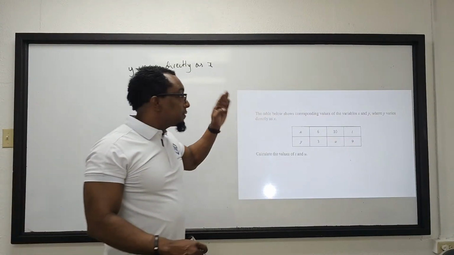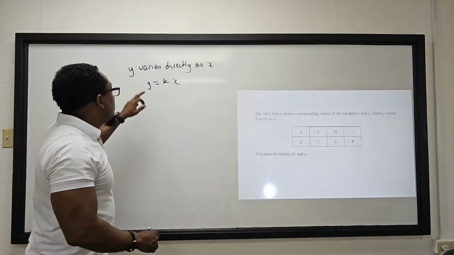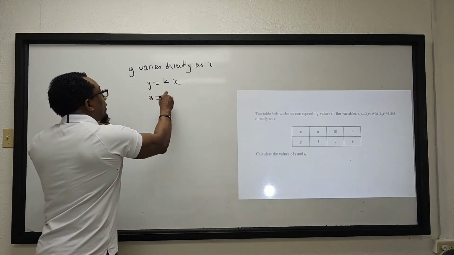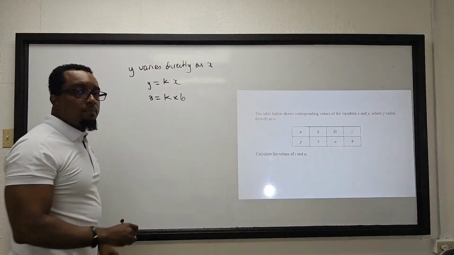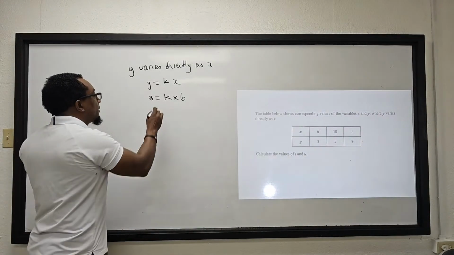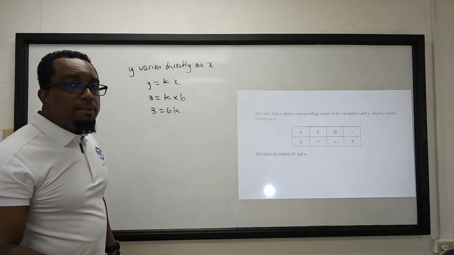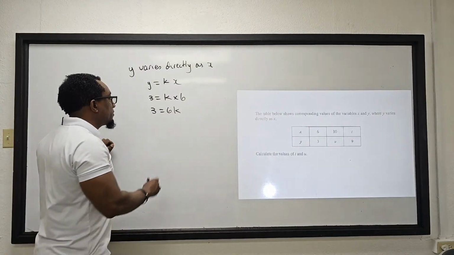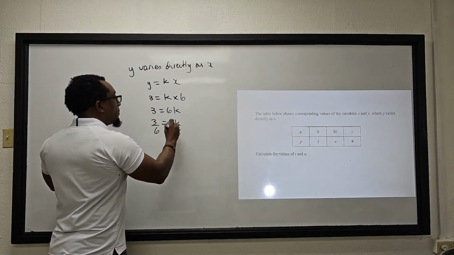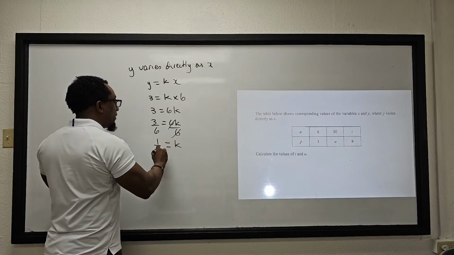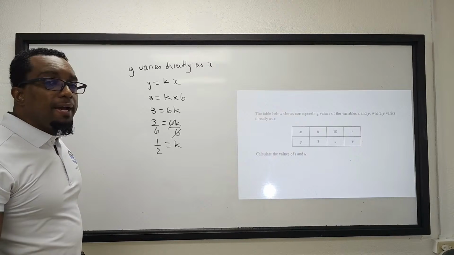So again, when x is 6, the corresponding value of y is 3. So I'm going to replace y with 3, k times, I'm replacing x with 6. So this is the same as 3 is equal to 6k, and therefore I can divide both sides by 6. My two 6s cancel, k is equal to a half. And after I found k, let me find u and t.